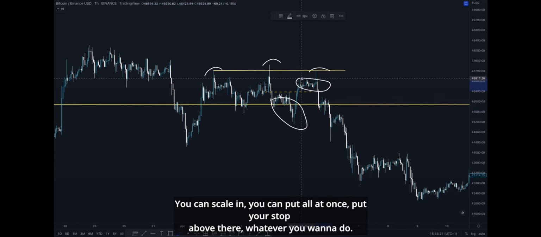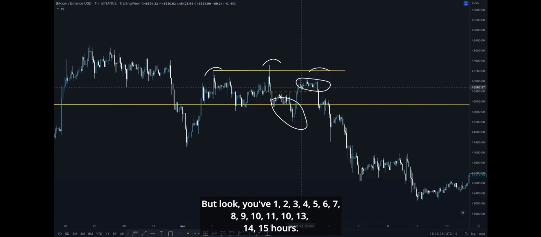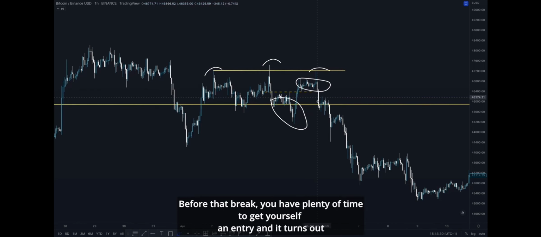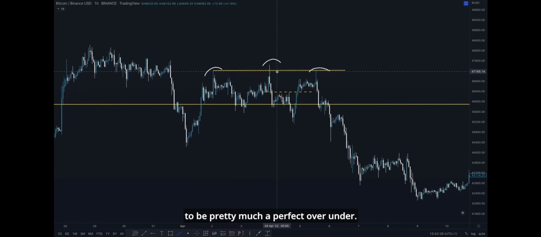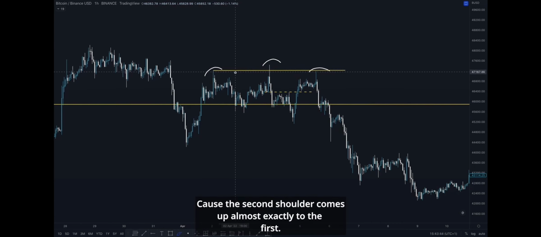All right, you can scale in, you can put all at once, put your stop above there, whatever you want to do. But look, you've got 1, 2, 3, 4, 5, 6, 7, 8, 9, 10, 11, 12, 13, 14, 15 hours before that break. You've plenty of time to get yourself an entry, and it turns out to be pretty much a perfect over-under because the second shoulder comes up almost exactly to the first.